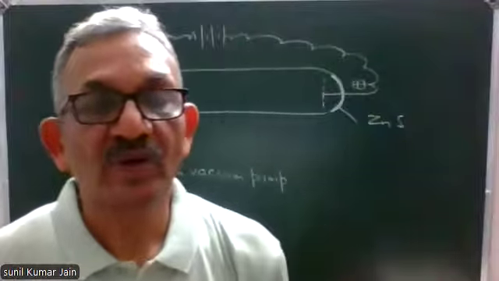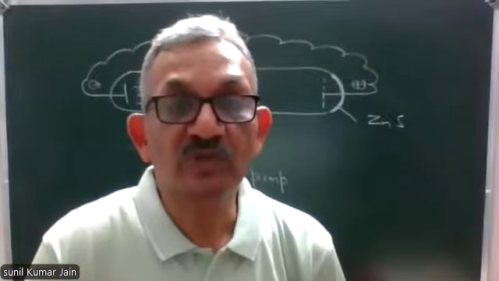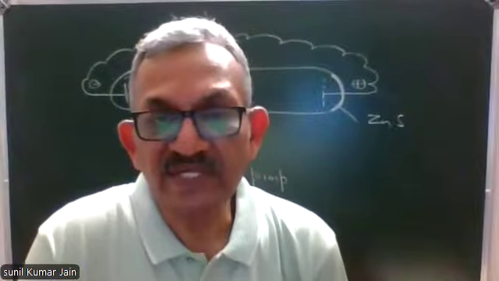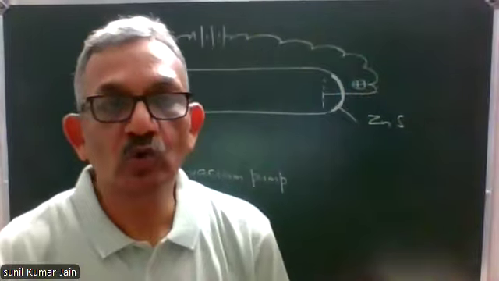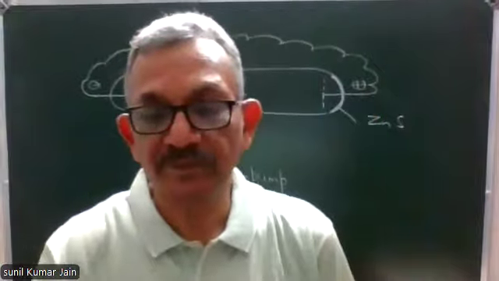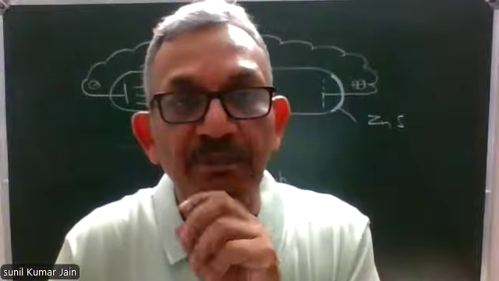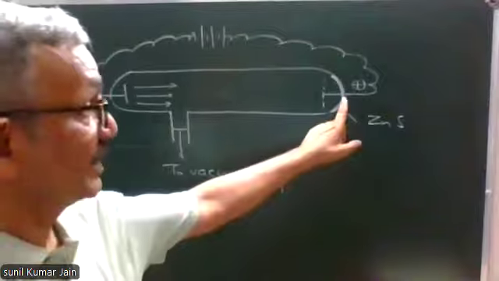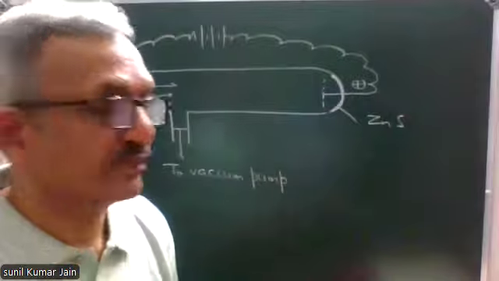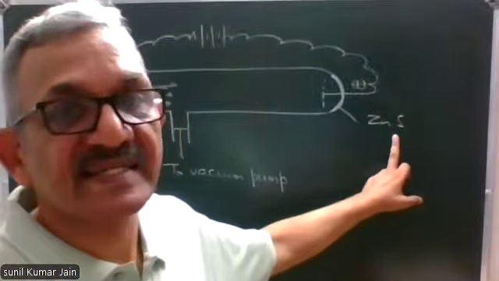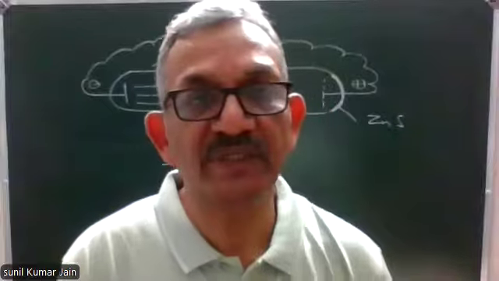They travel from cathode towards anode. To confirm this, holes are made in the anode and a portion of glass tube behind anode is coated with ZnS, zinc sulfide, which is a fluorescent material.